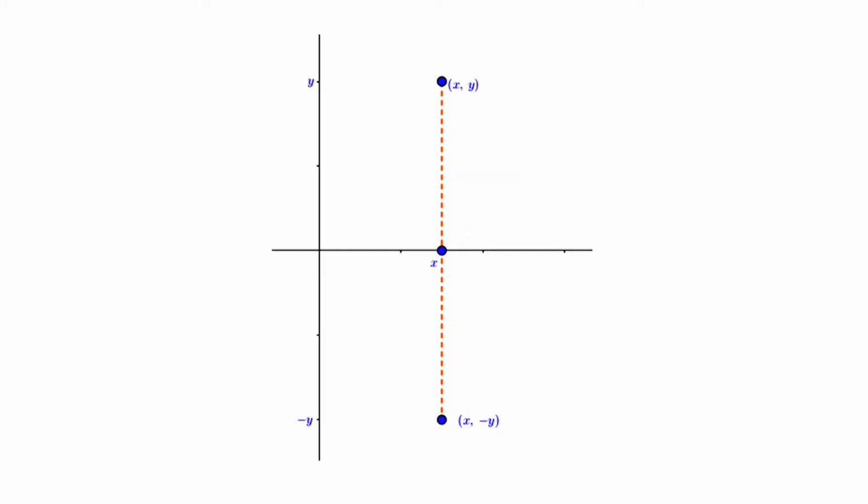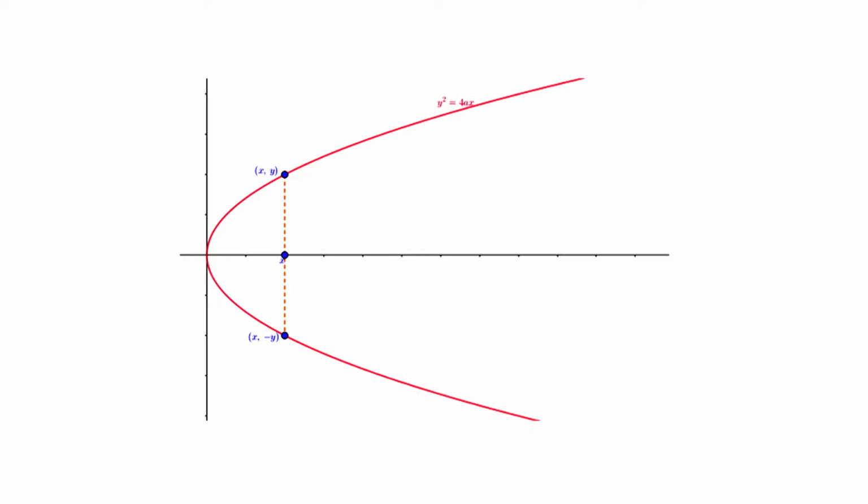Similarly, if the equation does not alter when y is replaced by minus y, then we have a symmetry about x axis. In this case, the graph that lies below the x axis is the mirror image about x axis of the graph above x axis. For example, the parabola y square equal to 4ax is symmetric about the x axis, as y square equal to 4ax is unaltered when one replaces y by minus y. Remember that this curve is not the graph of a function, as it fails the vertical line test.